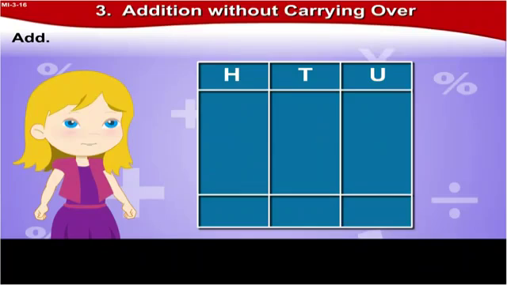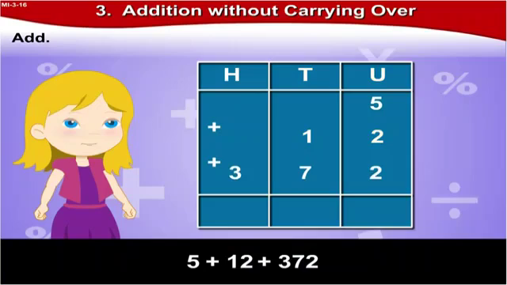Next sum, 5 plus 12 plus 372. Arranging them in vertical order, writing HTU. Now 5 is 5 units, plus 12 would be 1 ten, 2 units, plus 372 would be 3 hundreds, 7 tens, 2 units. Now we'll begin the addition from the units column.